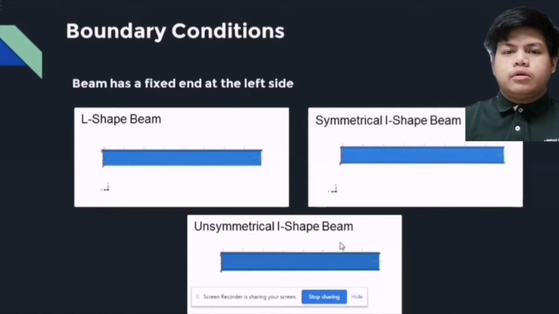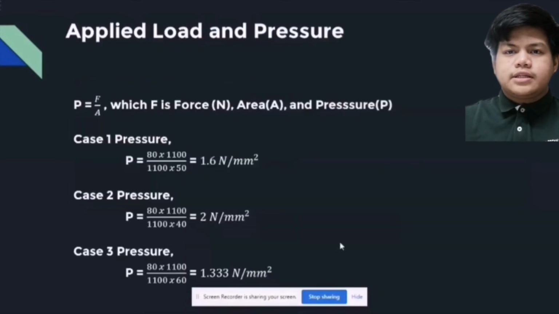And then we have the boundary conditions. We have the L-shaped beam, the unsymmetrical I-shaped beams, and the symmetrical I-shaped beam. The beam has a fixed end at the left side. So these are the calculations for the applied load and pressure.